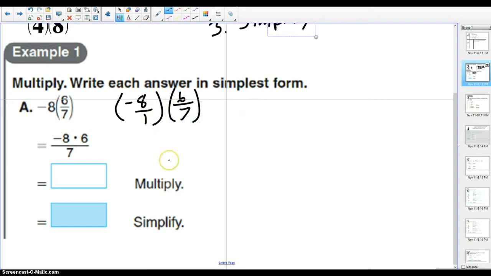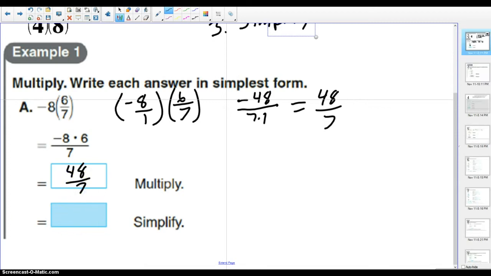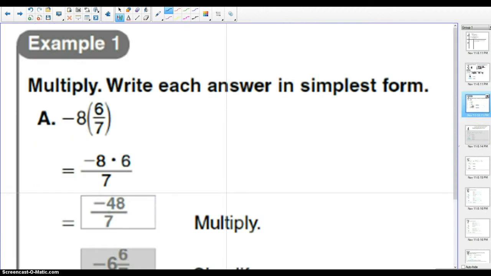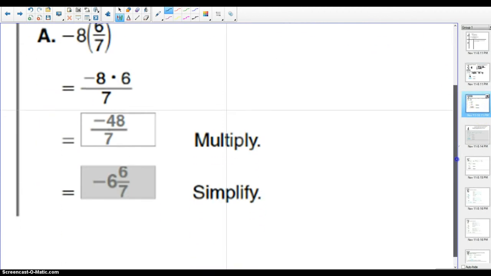Now, I chose to write those in parentheses, but that's okay. We can still write that as a multiplication symbol in between if you want. So we multiply our tops, and we get -8 times 6, and we get 48. So on top, that's going to be -48. And on our bottom, we have 7 times 1, which is just 7. So we have -48 over 7 as our final answer. Which is exactly what we wanted.